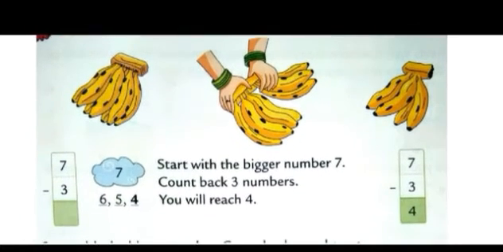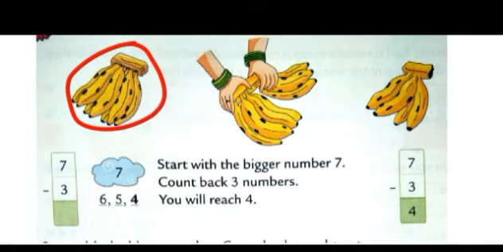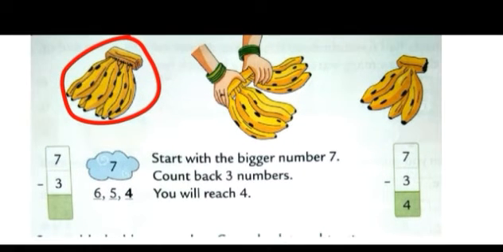Okay. See this example given here. 7 bananas are there. Total 7 bananas are there. Out of that, we have to take away 3 bananas. And how many bananas are left? This we will do using backward counting. Okay. So always take the bigger number. Which is the bigger number? 7 or 3? Yes. 7 is the bigger number. Starting from 7. Now, how much do we need to subtract? We have to subtract 3. So we will count back 3 numbers. Starting from 7. Let's do that.